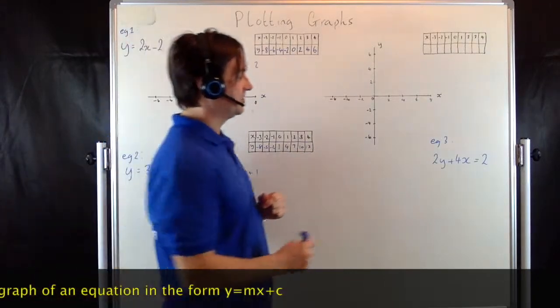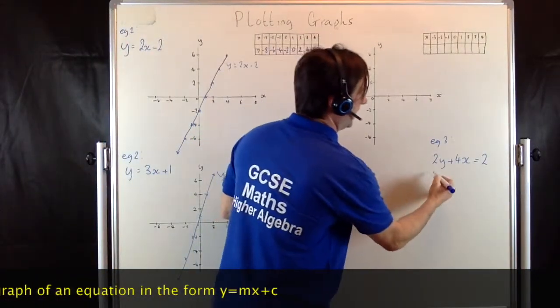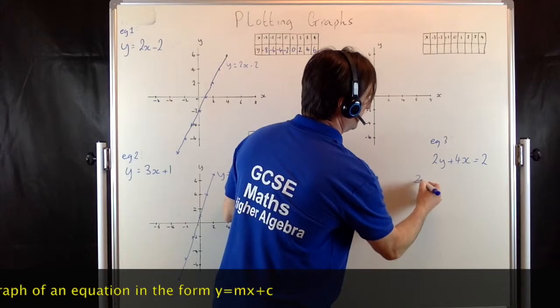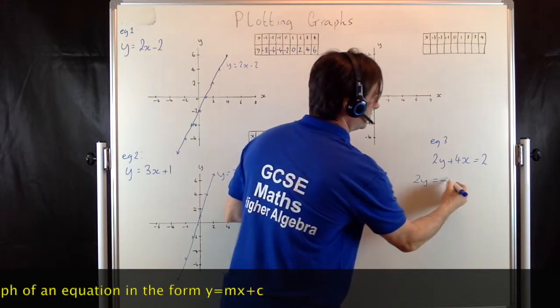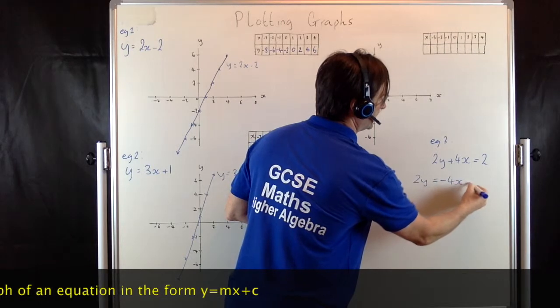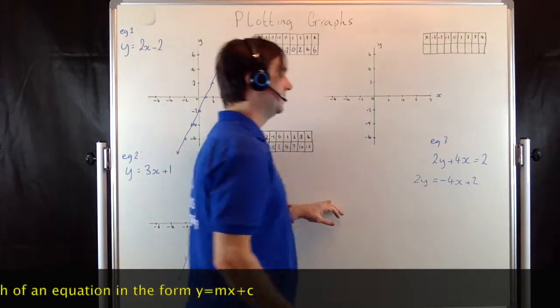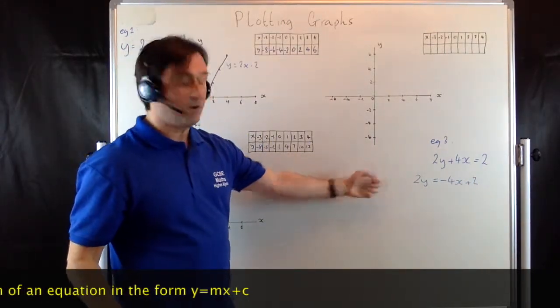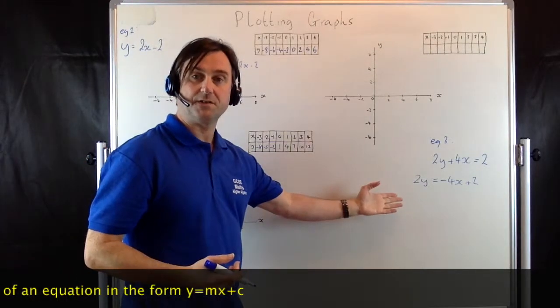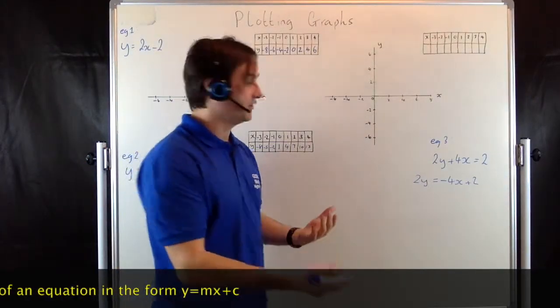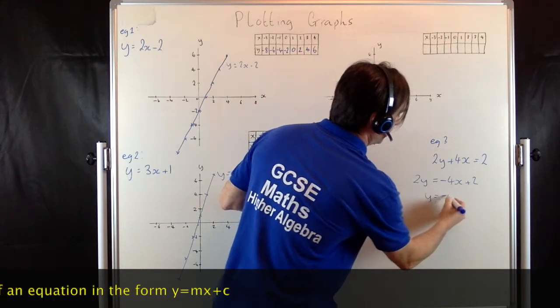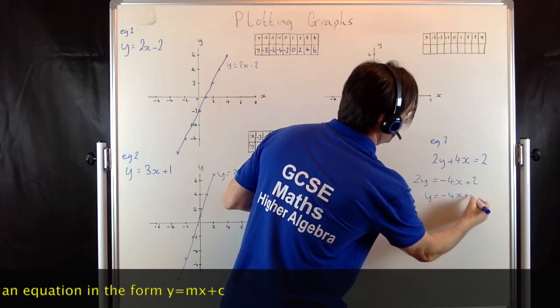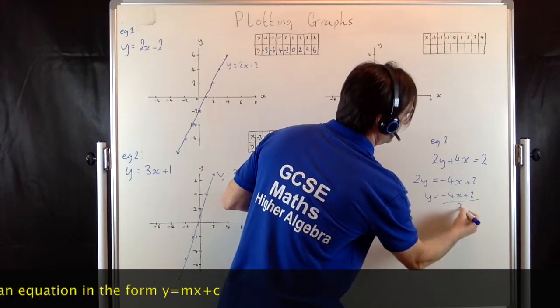So let's rearrange this. I've got 2y plus 4x. First thing I'm going to do is take the 4x over to the other side. So 2y equals negative 4x plus 2. Then I'm going to take the 2 over to the other side. I'm multiplying by 2 there, so I'm going to be dividing on the other side. So if I divide by 2, I get y equals negative 4x plus 2, all divided by 2.